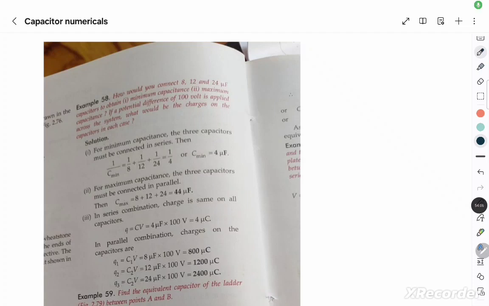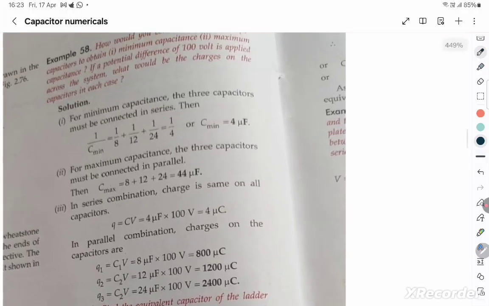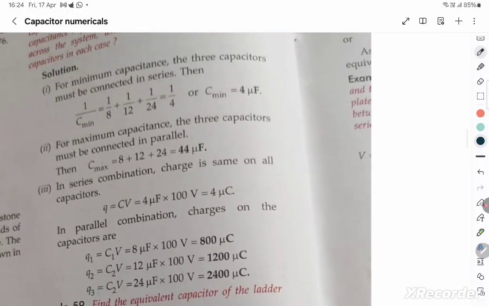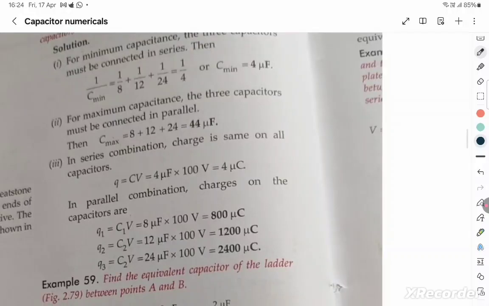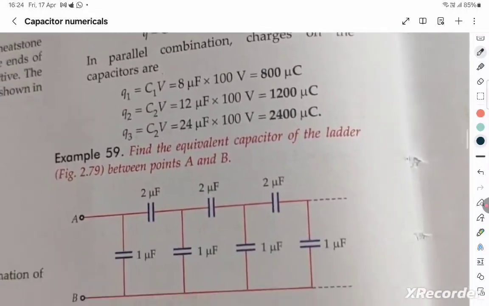The 58th question is here. How would you connect an 8, 12 and 24 microfarad capacitor to obtain maximum capacitance? You know that the maximum capacitance is only when you connect them in parallel, and minimum capacitance is when you connect them in series. If a potential difference of 100 volt is applied across the system, what would be the charge on the capacitors in each case? Q is equal to C into V. For parallel, the voltage is the same, but the capacitances are C1, C2, C3. So just calculate the individual charges.